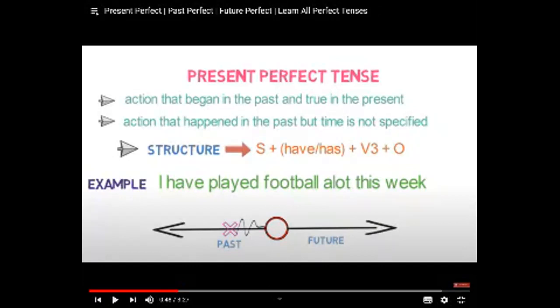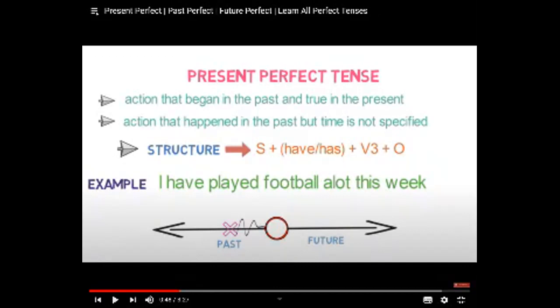Suppose I just draw the arrows here. You can see I started my work and it still continues till my present. This is my present. So whatever action you have started in the past and which still continues in the present, but it is done and we are referring to a specified time, that will be called present perfect tense.